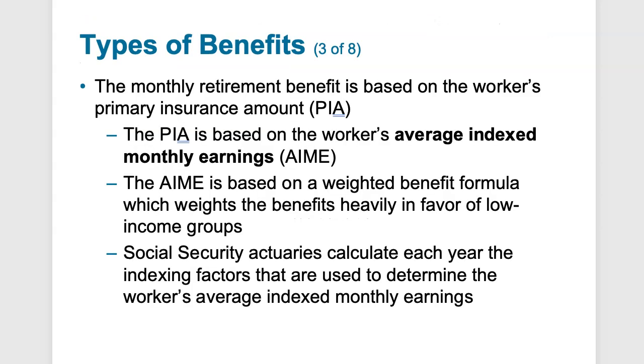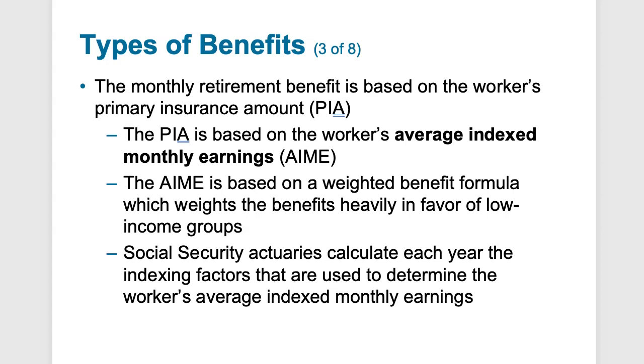Now, there's also early retirement too. So if you want to retire at age 62, you can retire at age 62, but with reduced benefits. They're going to prorate your benefits lower if you want to retire earlier. We'll talk more about that later.